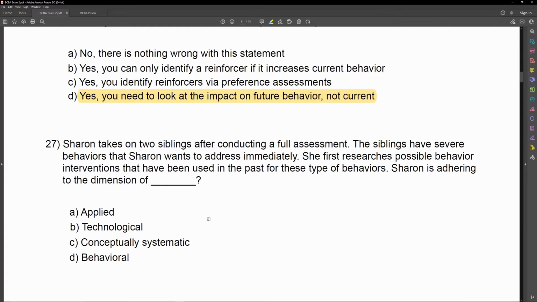She is adhering to the dimension of conceptually systematic, okay? When we stick to behavior principles, when we stick to ABA, when we stick to behavior terms, we are ensuring we are conceptually systematic, okay? And then D, behavioral, right? Yes, this is behavioral. She's focusing on severe behaviors that she can address. However, we're worried about researching possible behavior interventions, and so that is being conceptually systematic.